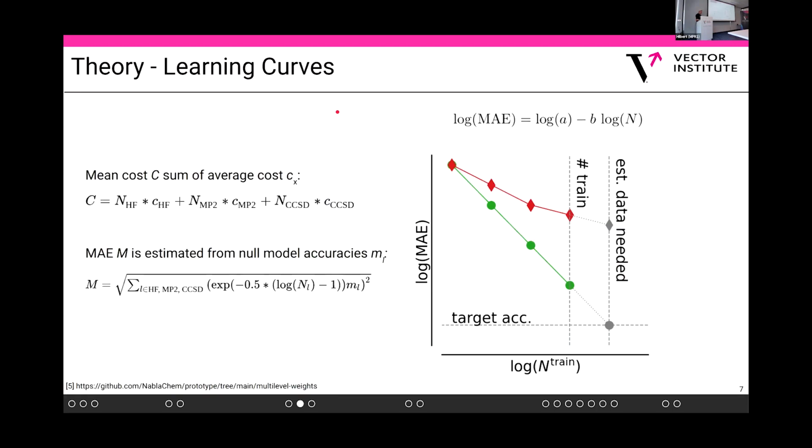I have a third method to estimate the optimal distribution of training set sizes in multi-level learning. So this is basically, we take the mean cost, so you just calculate the mean timing of your training data, and you calculate a null model. In this case, the null model is just you take your training data, calculate the mean of the properties, use this as a model, and then do the predictions, and you get an error, and the error is here ML. And you assume a slope of your learning curve of -1/2.